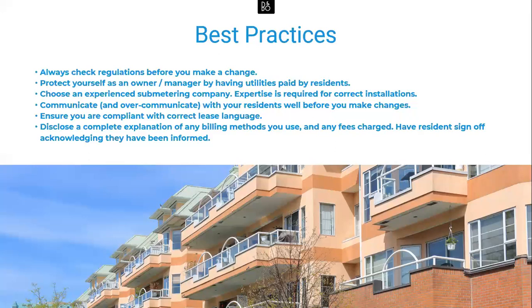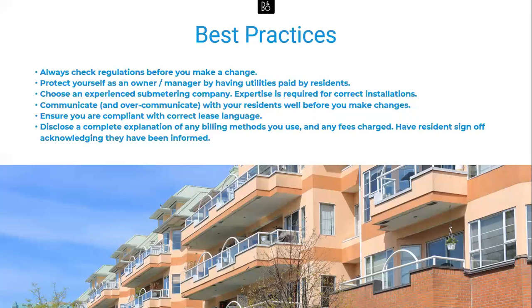Absolutely. A few more bullets on here just to make sure that we touch on, just simply ensuring that you're compliant with correct lease language. And lastly, and Kate touched on this a couple of different times, disclose a complete explanation of any billing methods you used and any fees charged, and have the resident sign off acknowledging that they have been informed of this. It's typically done through the actual utility addendum like we discussed earlier, but it's repeated throughout this presentation. Communicate, communicate, communicate, followed up with educate, educate, educate.